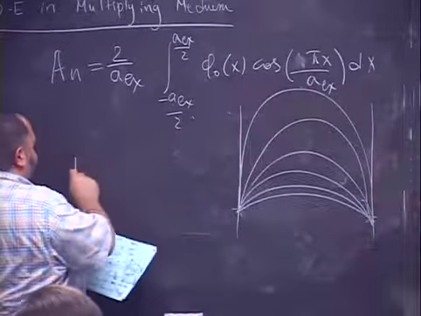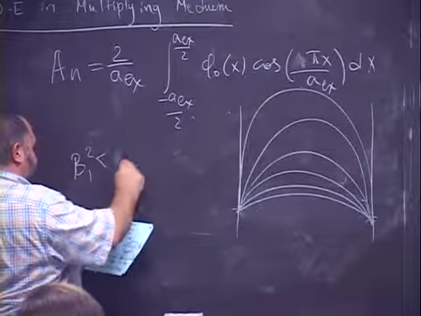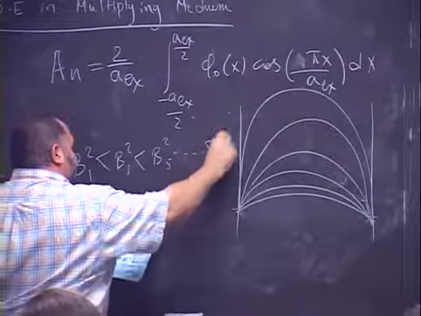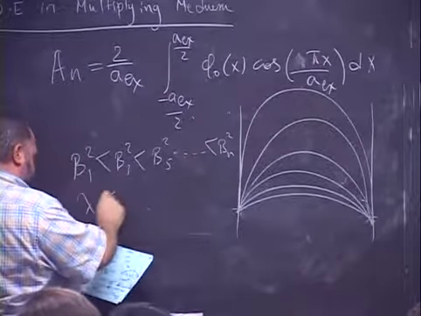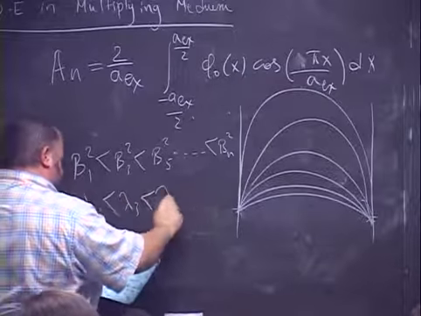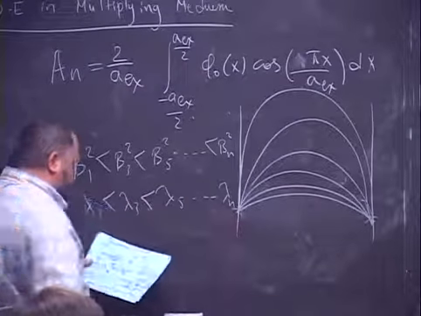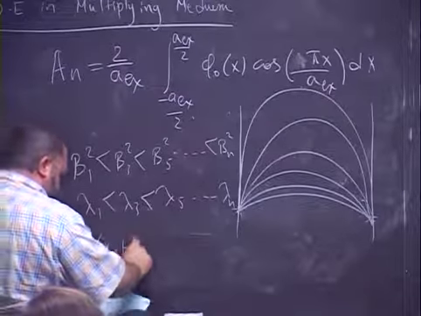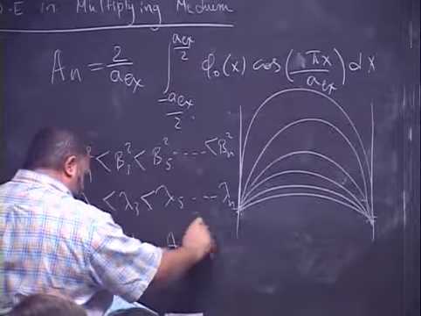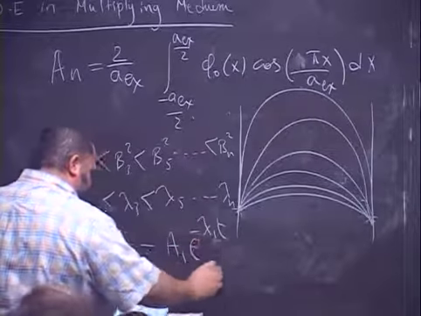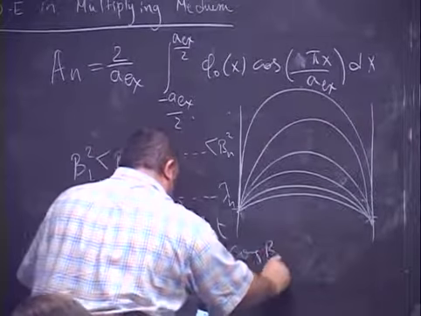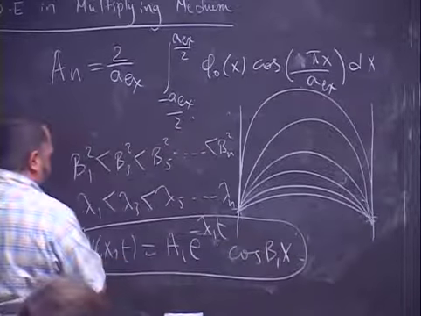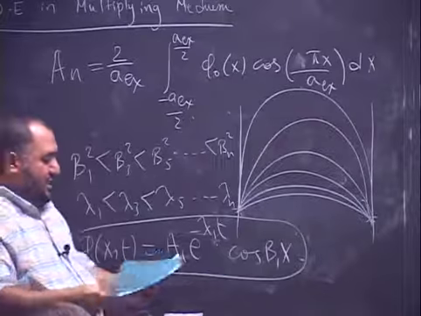So you will notice that B1 squared is less than B3 squared, less than B5 squared, less than Bn squared, and you knew that lambda 1 is less than lambda 3, less than lambda 5, less than lambda n. So we will have the final flux as a function of x and t, just a1 e to the power of minus lambda 1 t multiplied by cosine b1 x. So this will be just the form and the shape of the flux with time and with space.